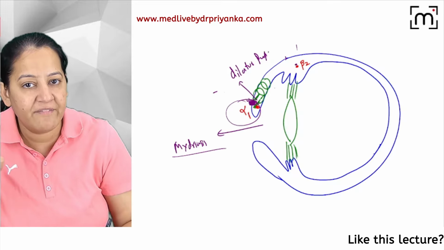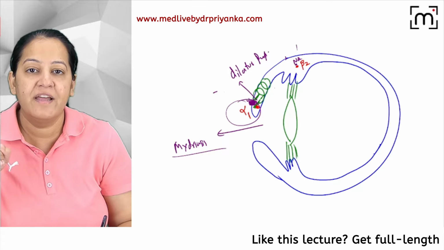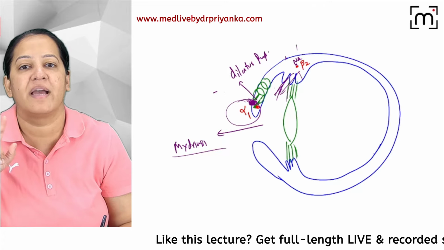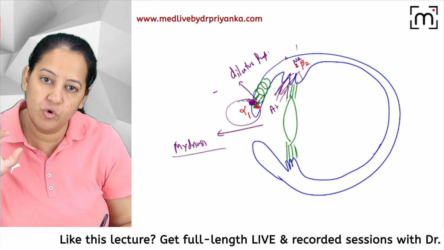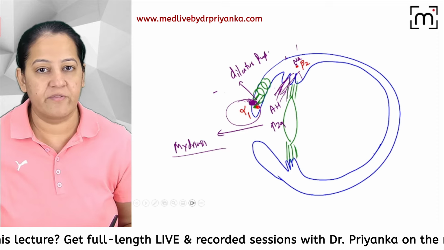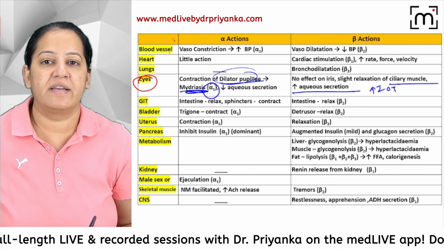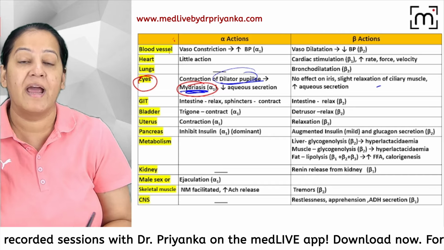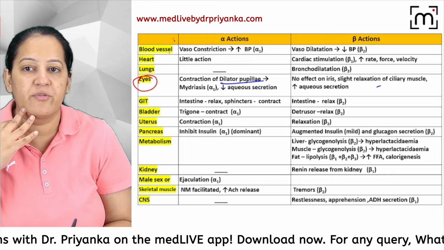When noradrenaline binds with the beta 2 receptors present over the ciliary muscle, it produces more and more aqueous humor. More and more aqueous humor will be synthesized and it will be secreted over here. So aqueous humor quantity will increase and intraocular tension will increase. So I hope you are getting it. Okay, so that is the effect on the eye. In summary, due to alpha, it causes mydriasis, and due to beta, it causes increased aqueous humor secretion or synthesis, increased IOT.